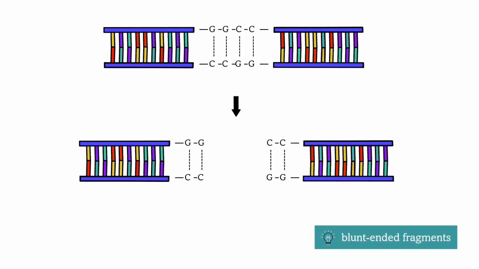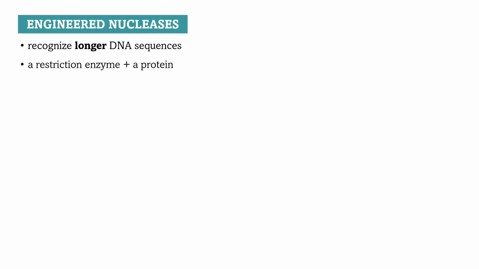The problem with restriction enzymes, which we've just described, is that their recognition sequences are very short, and they therefore produce thousands of DNA fragments. For that reason, geneticists have designed engineered nucleases that recognize longer DNA sequences. They consist of a restriction enzyme and a protein that is responsible for binding to a specific DNA sequence.